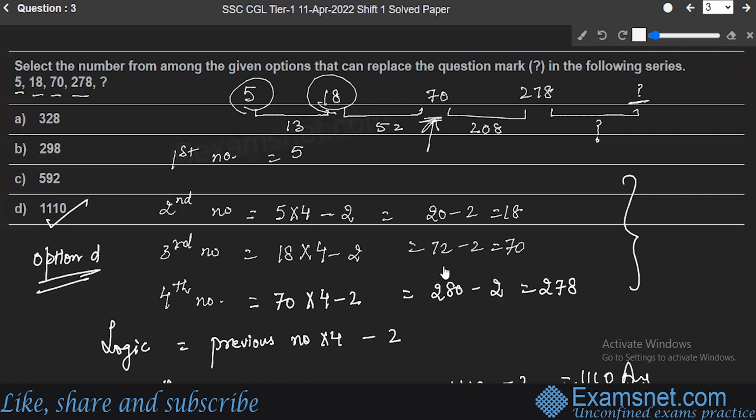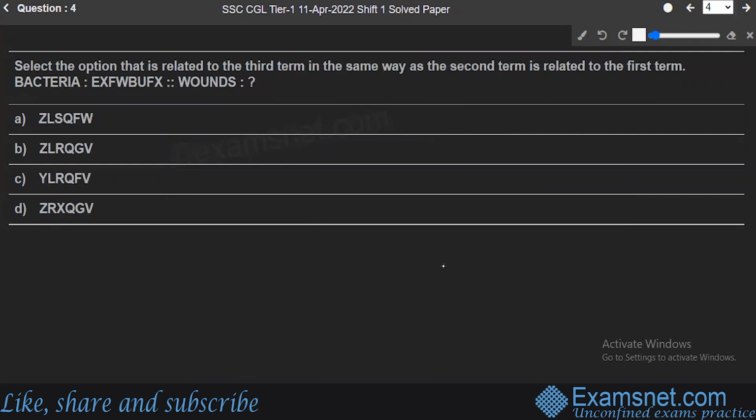Next, question number 4. Select the option that is related to the third term in the same way the second term is related to the first term. So this is the word bacteria and this is the code for that, and you have to find out what will be the code for the word wounds. You have to see the logic. So let's try to figure out the logic. Here is bacteria, right? So B is at position 2, A is at position 1, C is at position 3, T is at position 20. This will be 2, 1, 3, 20, 5, 18, 9 and 1.